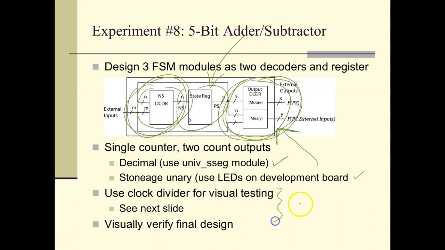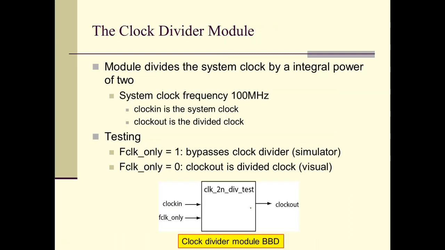Additionally, in this experiment, we're going to be running on the board, and we want to see it work properly. We need to slow down the board clock, and more on that in the next slide. And finally, we're going to visually test our design. No fancy test benches in this one, unless you really want to.